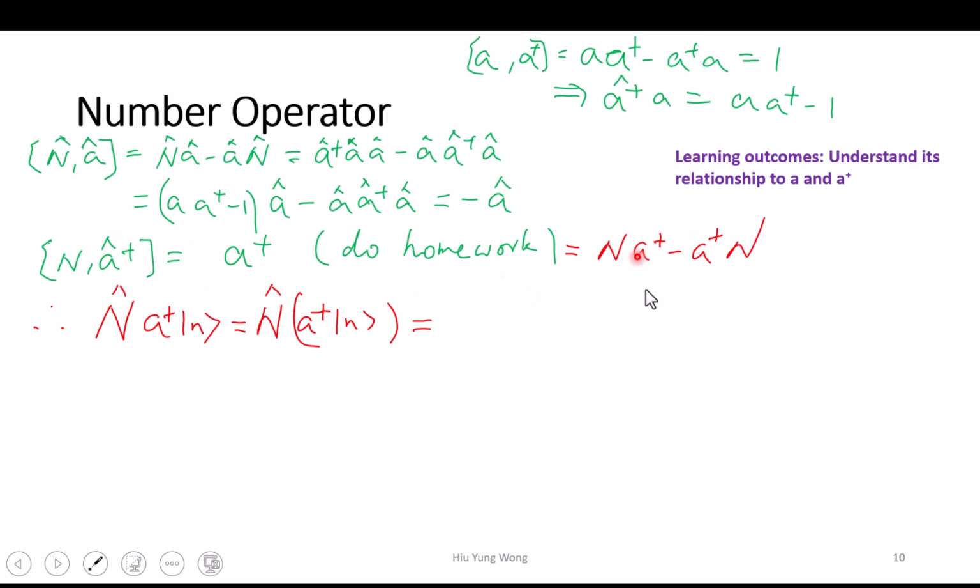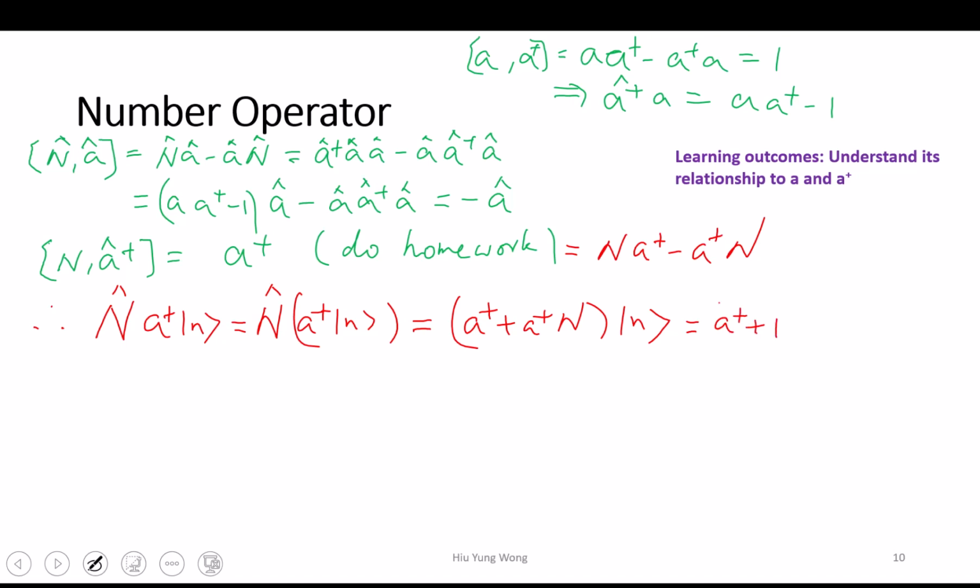So what is n a dagger? Based on this equation, can you tell me what is n a dagger? Very good. It's equal to a dagger plus a dagger n. Right? I did not do the factorization yet. Is this okay? n a dagger, I'm using this equation. n a dagger equal to a dagger times a plus, right?